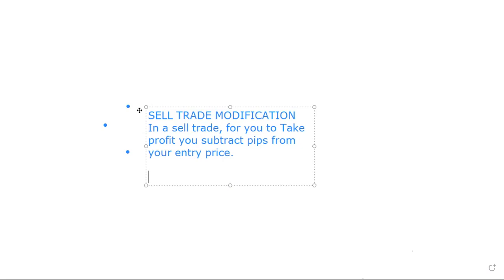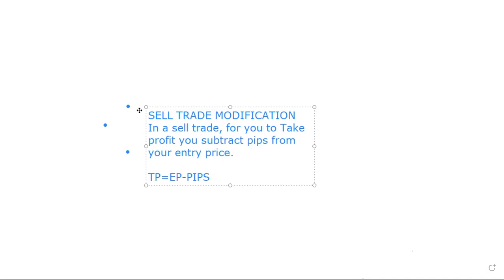So have you written this down? What you have on your screen: in a sell trade, for you to take profits, you subtract pips from entry. Okay, good. So this is the formula. This is what it means. TP for a sell is equal to entry price minus pips. That's how you take profits.